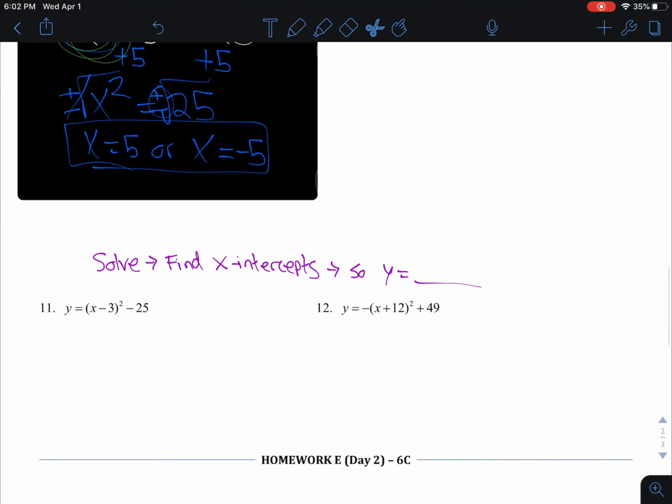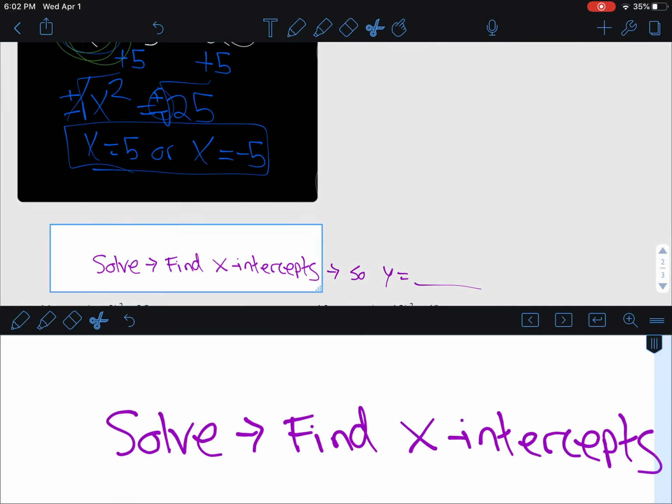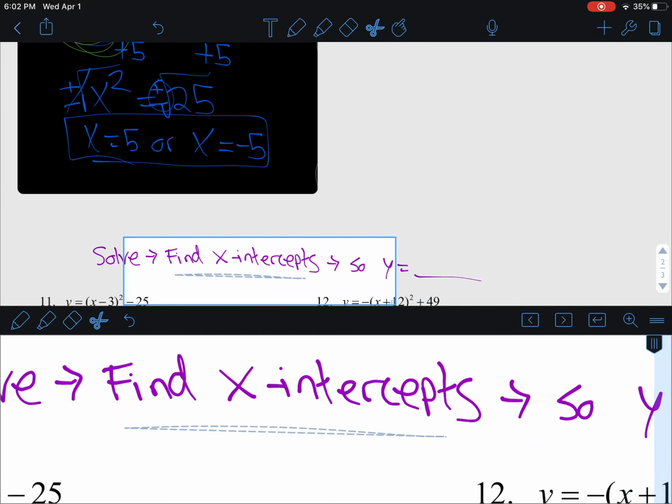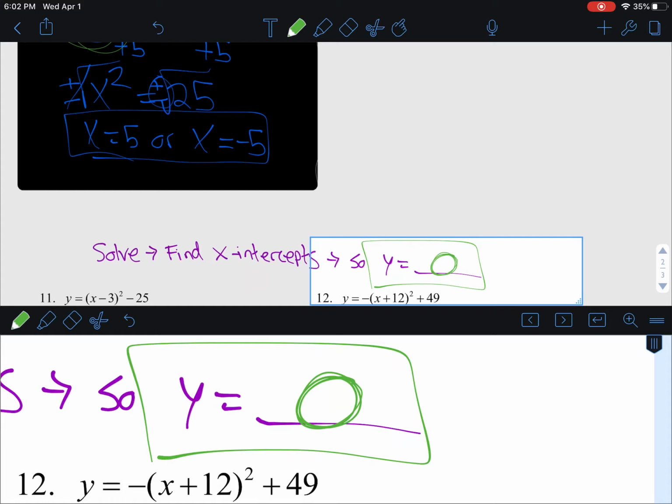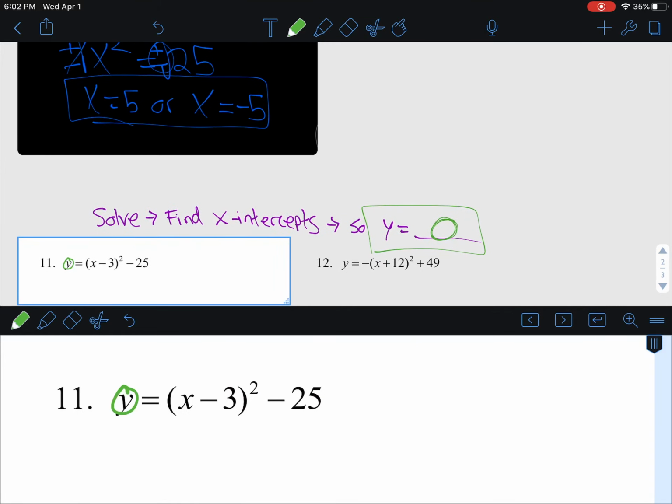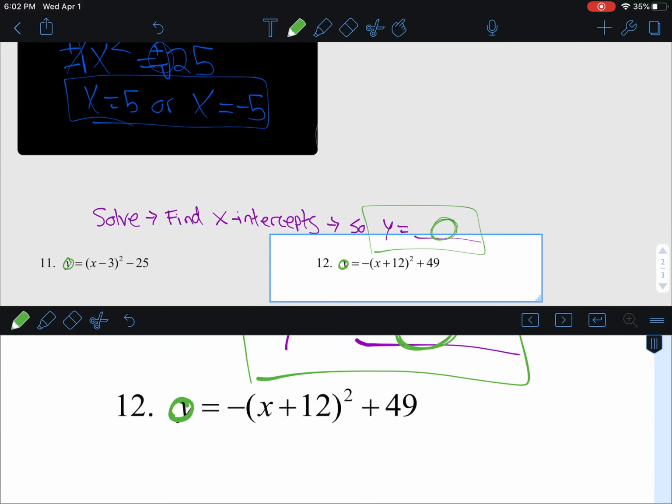Now, 11 and 12 is different. You're going to be doing number 11. Again, don't forget you're finding the x-intercept. So whenever y is present, for now, always assume y to be 0. That's something that you can assume because you're finding the x-intercept. So you're going to be doing 11 by yourself, but I'm going to be doing number 12 with you.